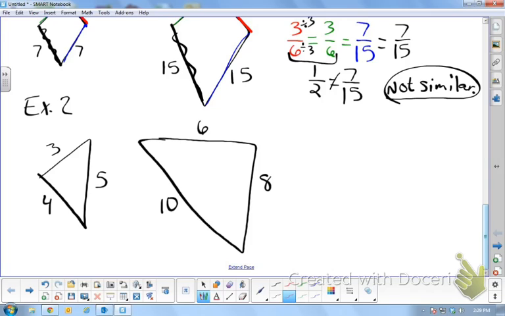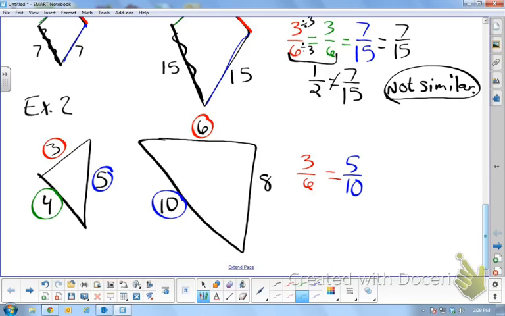So when we look at this, we know 3 is the smallest value on the first triangle, so it's got to match to the smallest value on the second triangle. So 3 over 6 go together. We have to check that ratio compared to the next one. I can pick whatever I want for the next one. 5 matches with 10 because they're both the biggest values. So we have to check 5 over 10. Then the only thing left is 8, so that matches 4 over 8.